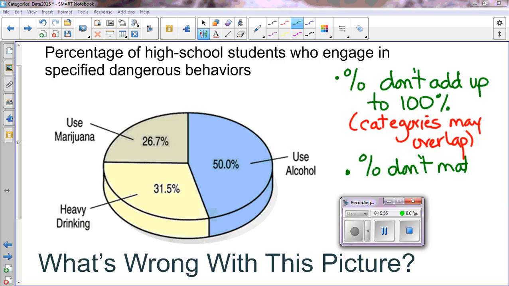Is that okay to say it that way? Match the slices. I'll say areas of the slices. Good? Do you notice anything? Those are the two things that jumped out at me. Do you guys notice anything different?